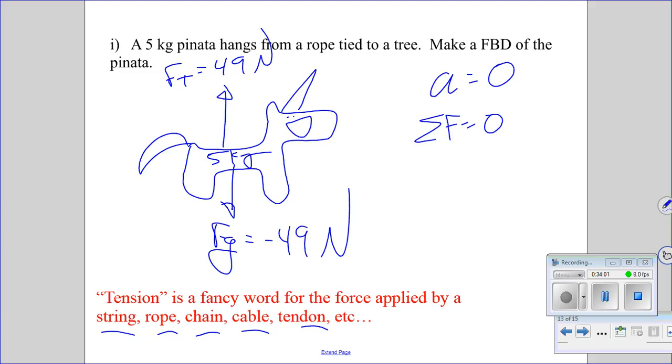All right, are we good? I will improve my unicorn then. All right, are we good?